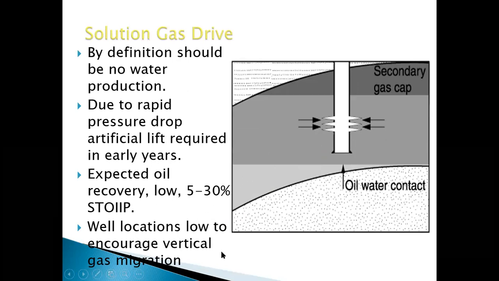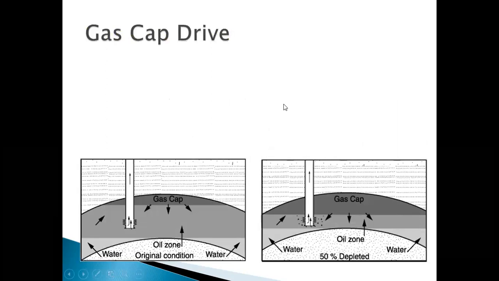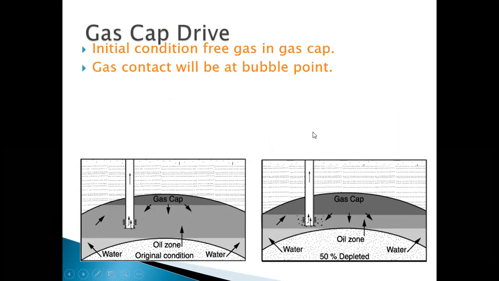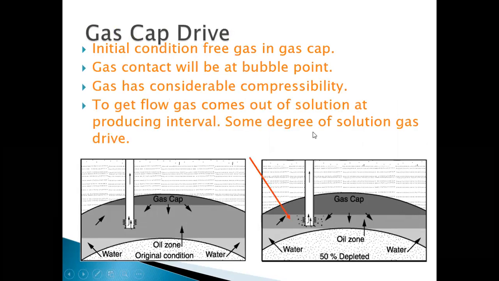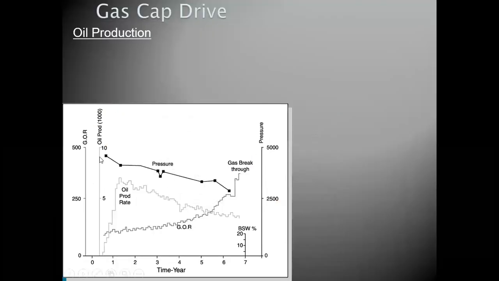Okay, well location: low, to encourage vertical gas migration. So you have to place the well in such a way that gas should be the minimum in this case. Then we have the gas cap drive. The gas cap is trying to do a piston-like movement from the top. Now in this case, look at the oil production. It is better than the solution gas.